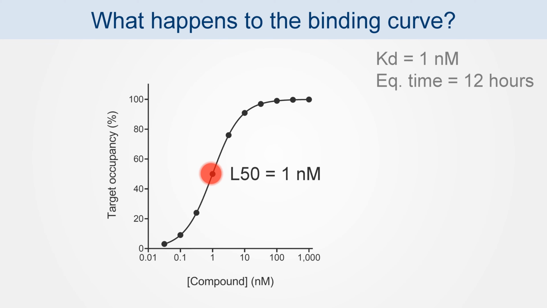Now, this compound takes an unusually long time to equilibrate. The equilibration time here is 12 hours because the dissociation half-time of the compound is 4 hours. This slow equilibration can happen with high affinity ligands, as we shall see, owing to this slow dissociation.